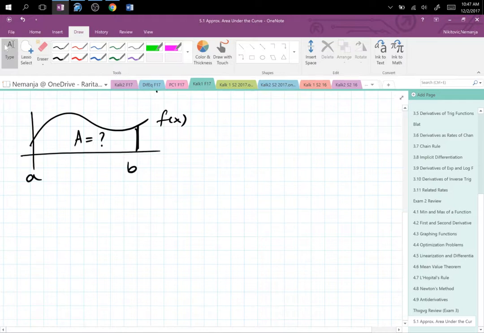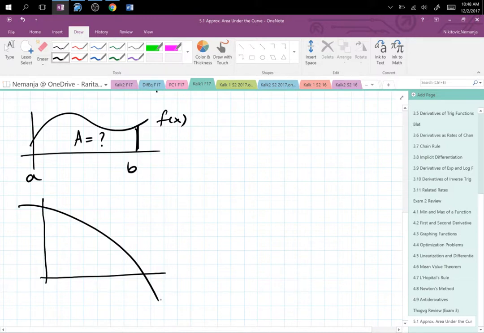What are we going to do if we have a curve and none of the formulas that we learned for square, rectangle, trapezoid, triangle, circle, none of that works? What should we do? Well, we are going to cut into rectangles. So let's say we have our XY coordinate system, and now I'm going to create these rectangles. So I have x0, x1, x2, x3, and x4.